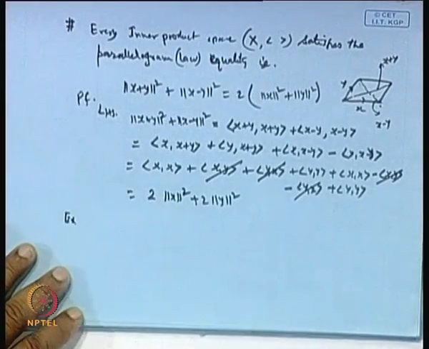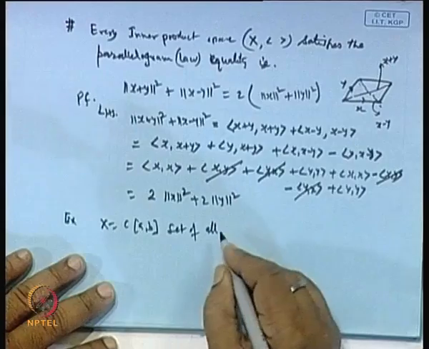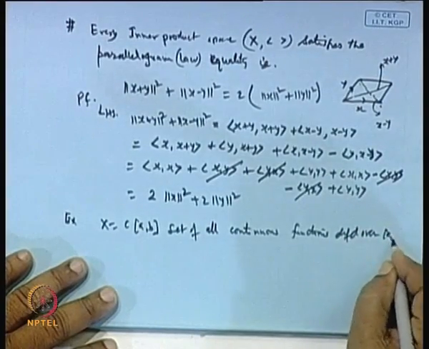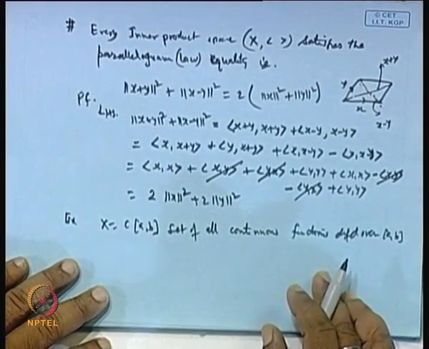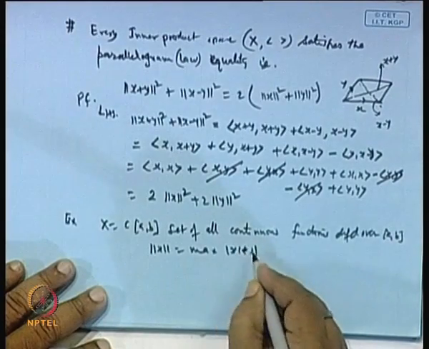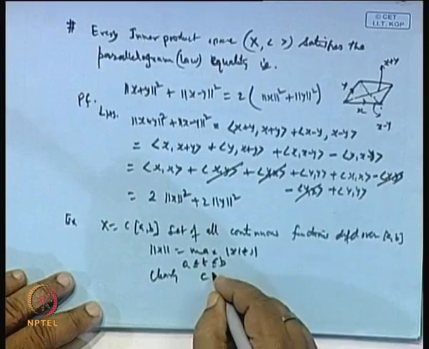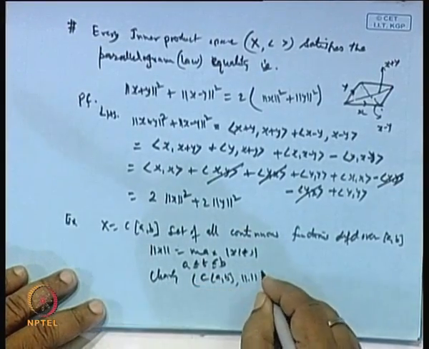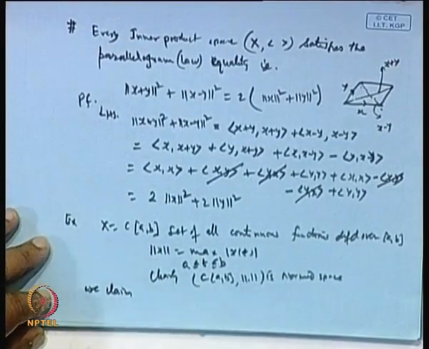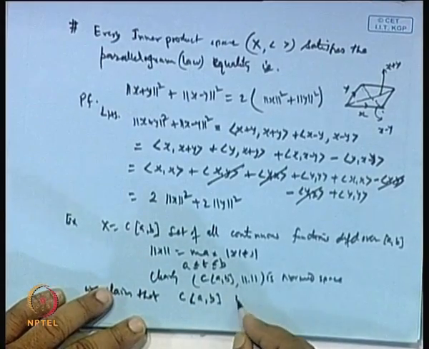For example, if I take X as C[a,b], the set of all continuous functions defined over the closed interval [a,b]. Since it is defined over a closed interval [a,b], it will attain its maximum and minimum values, and the norm of x is defined as the maximum of mod x(t), where t ranges from a to b. So, obviously, C[a,b] with this norm is a norm space. Clear? Now, we claim that C[a,b] is not an inner product space.